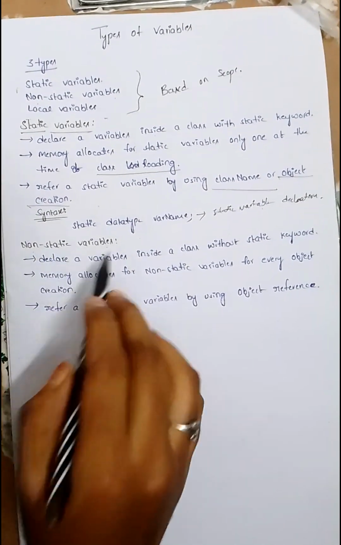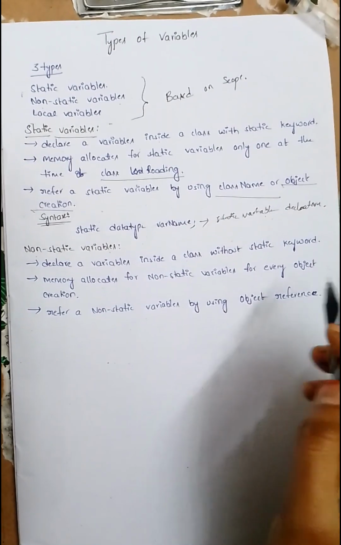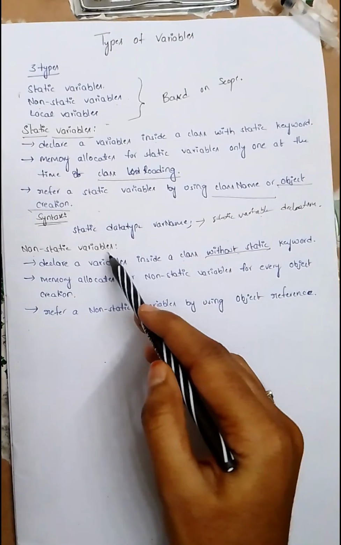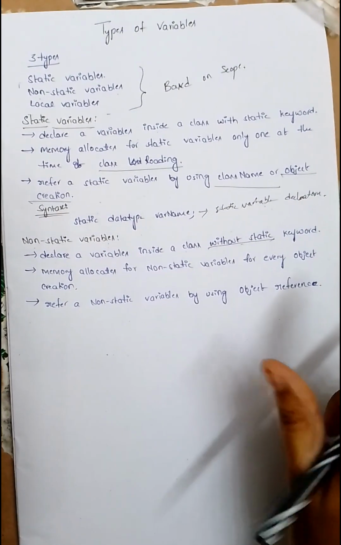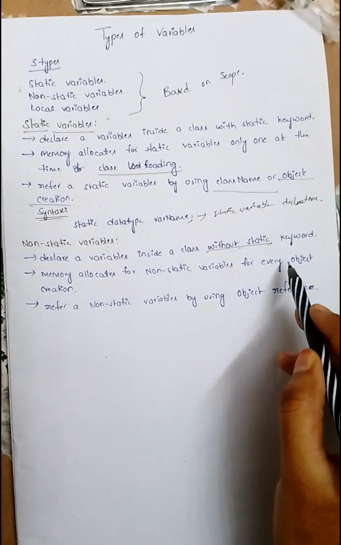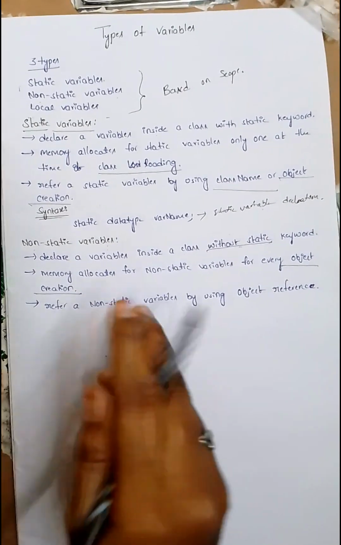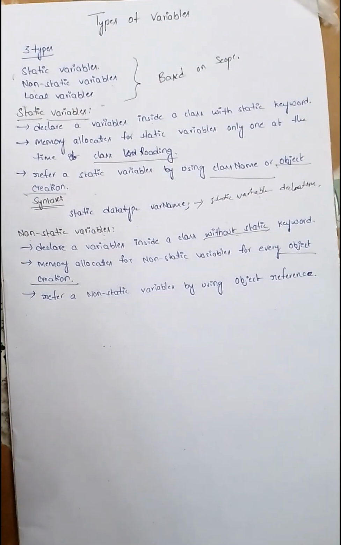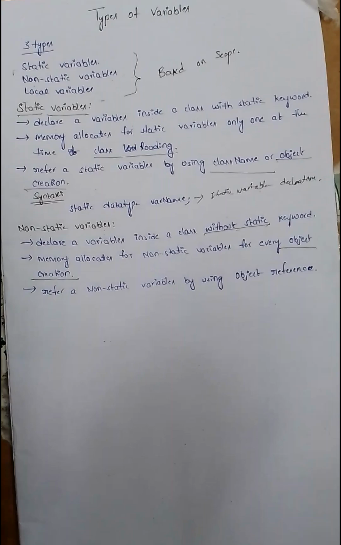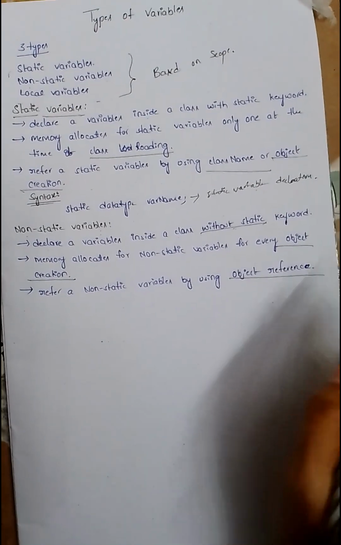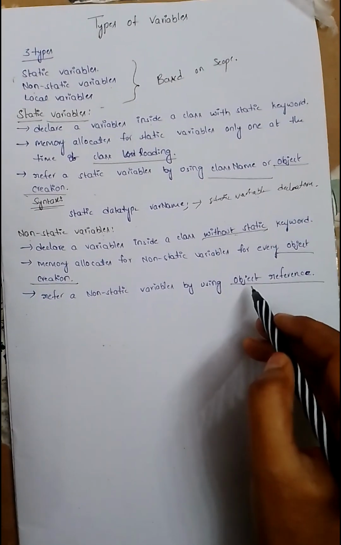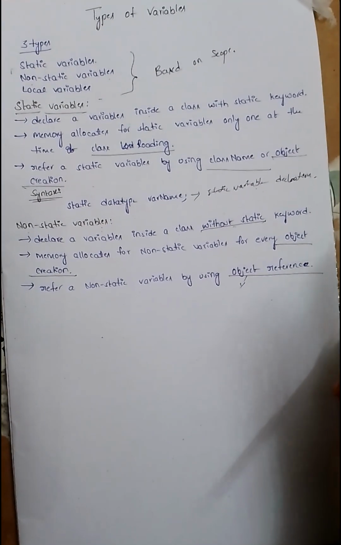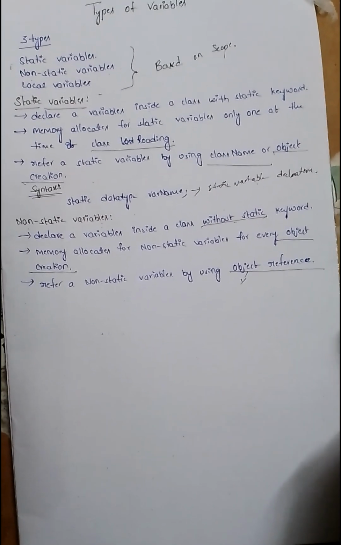The second one is non-static variables. Declare a variable inside a class without using the static keyword. Those variables are called non-static variables. Java allocates memory for non-static variables for every object creation. That means Java allocates memory separately for every object. We can refer to non-static variables by using an object reference only. First, what is an object? An object is nothing but an instance of a class, the logical entity of a class.